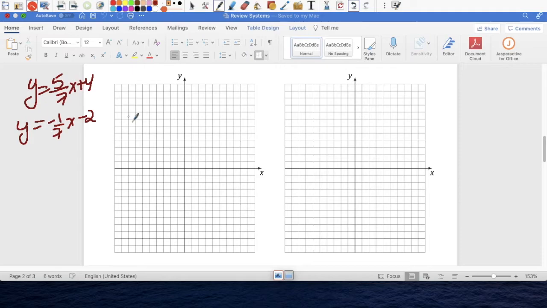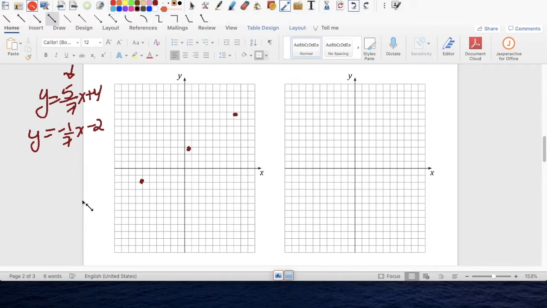So let's graph the first one. The y-intercept is 4: 1, 2, 3, 4. It's a positive slope, so changing y is 5, changing x is 7. So let me count, 1, 2, 3, 4, 5 up and 7 across. Because it's positive, I'm going right: 1, 2, 3, 4, 5, 6, 7. Can I make one more point? There's my other point. I can't fit any more points, so I'll use those 3.